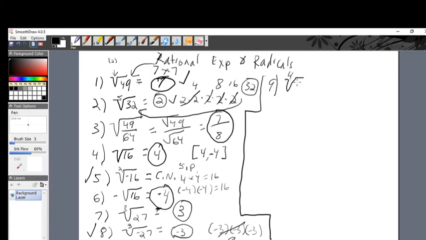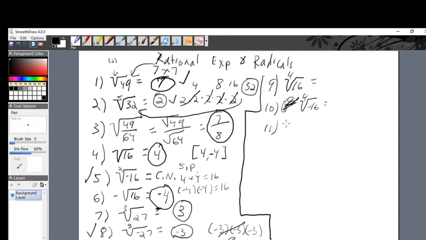4th root of 16. We can take the 4th root of 16. I can show you in a second. Let me put a couple problems on the board. What about the 4th root of -16? That's number 10.